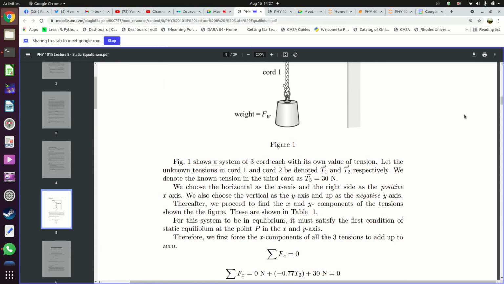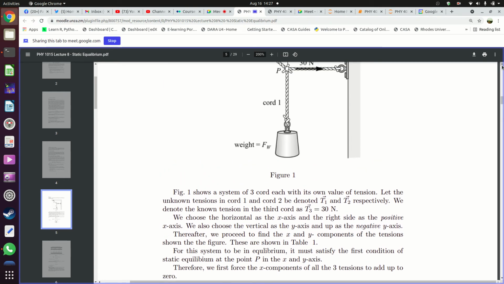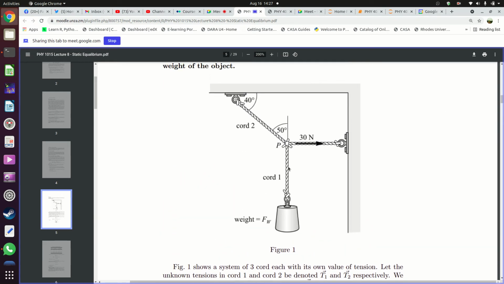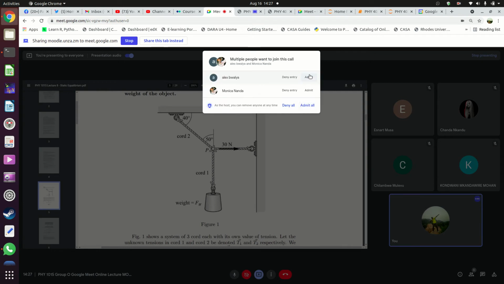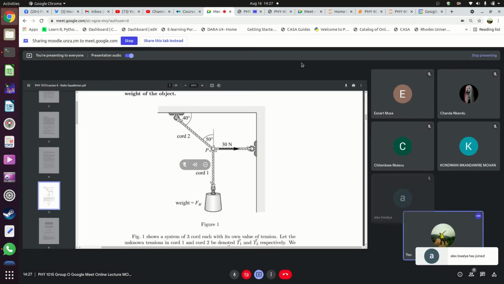T1 is the tension in this rope, chord 1. You can see this rope is vertical. If we choose this to be our positive x-axis and this other side to be a negative x-axis, this becomes a y-axis, and this tension lies along the y-axis. Then there is no component of this force along the x-axis. Is that clear?